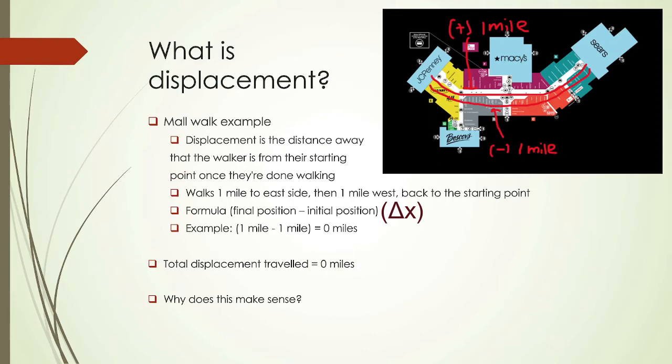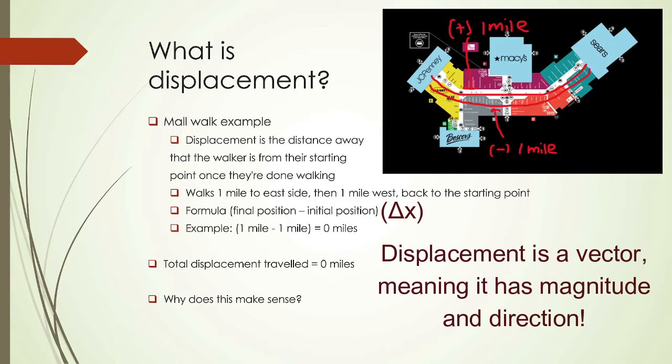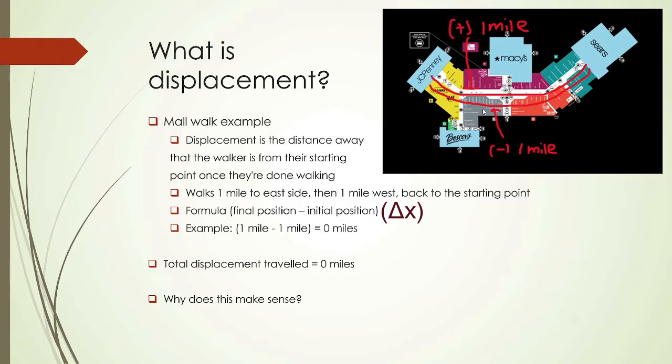While distance is intuitive in essence, it's important to realize the background information behind displacement. We can apply it to the mall walk example. We know that the walker had to go 1 mile in the eastward direction, then 1 mile back in the westward direction, for a total distance of 2 miles. But our displacement isn't 2 miles. Why is that? Because displacement measures the distance between your final position and your initial position.